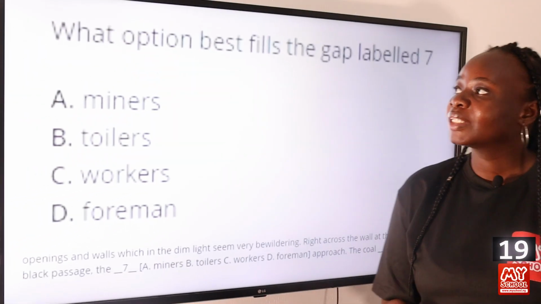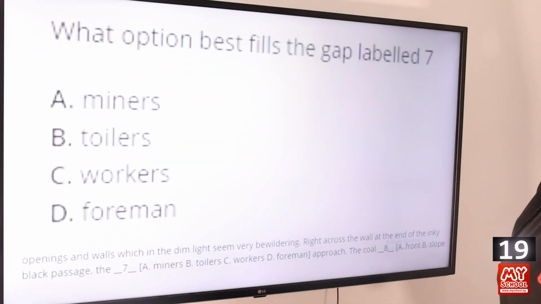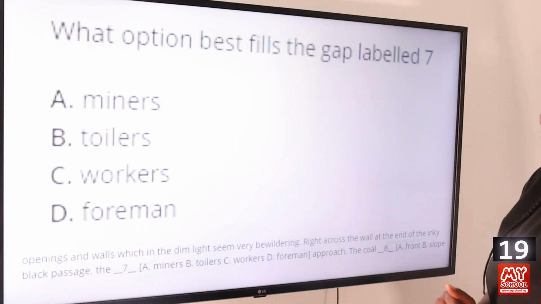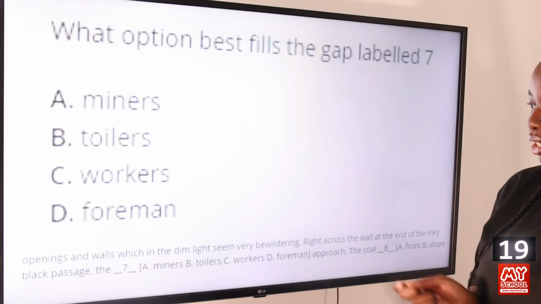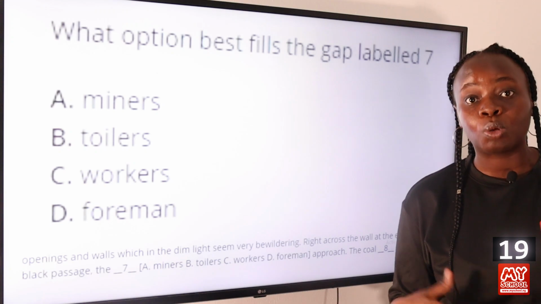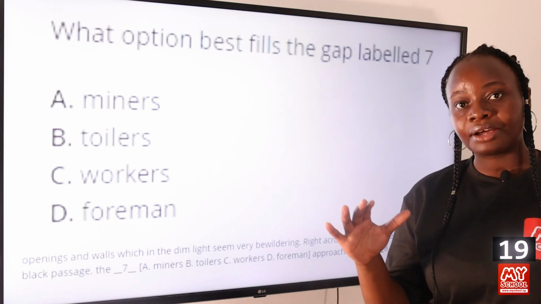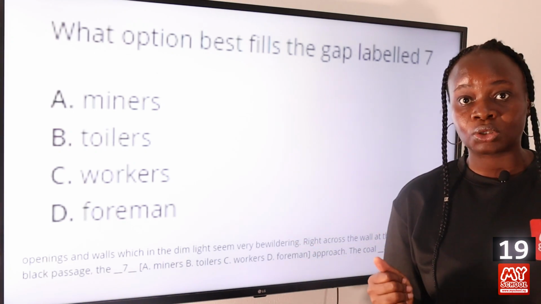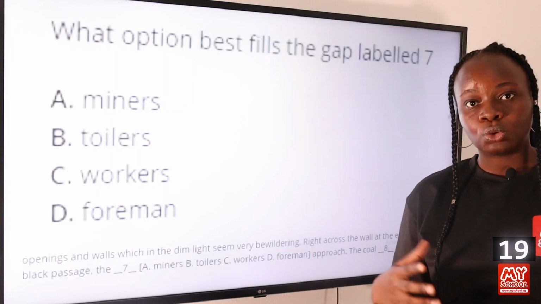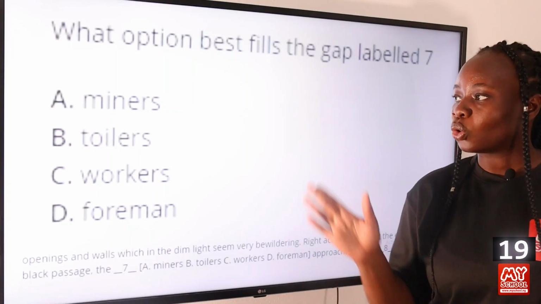Question 19. What option best fills the gap labeled 7? A, miners, B, toilers, C, workers, and D, foreman. So again, we look at the sentence in which it is used. Right across the wall at the end of the inky black passage, the dash approach. So this entire passage is talking about mining. If you look at the entire language register passage, you'll see that they're talking about the process of mining. So the technical term for those who mine is miners. So option A is the answer to this question.